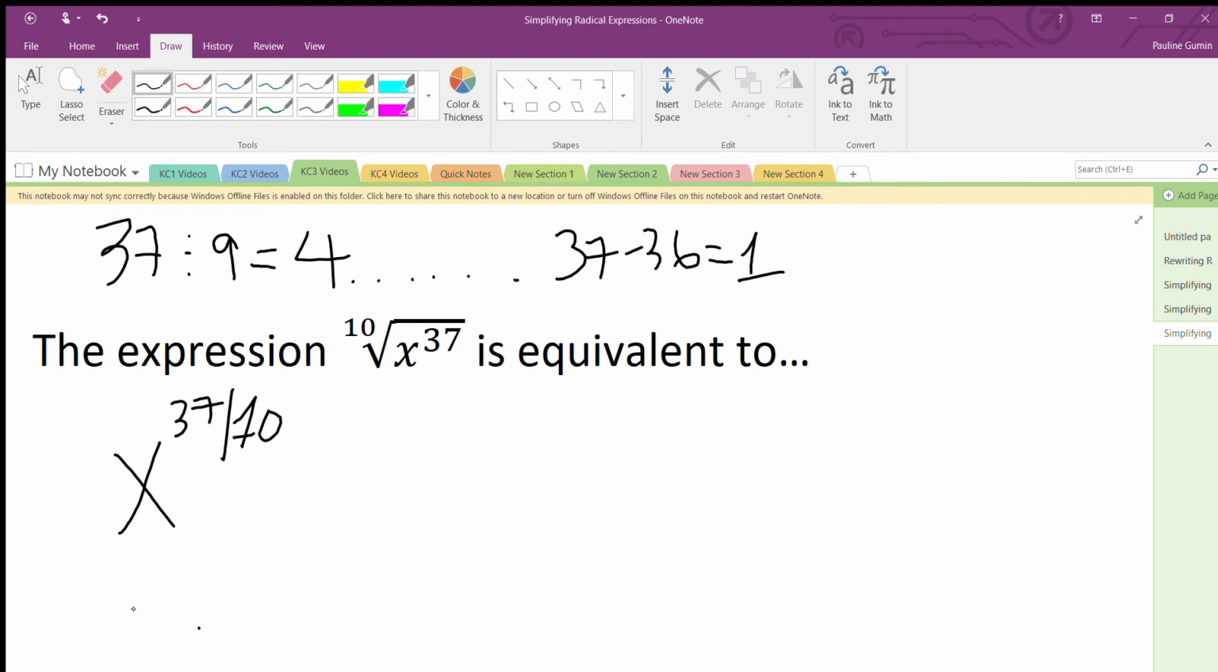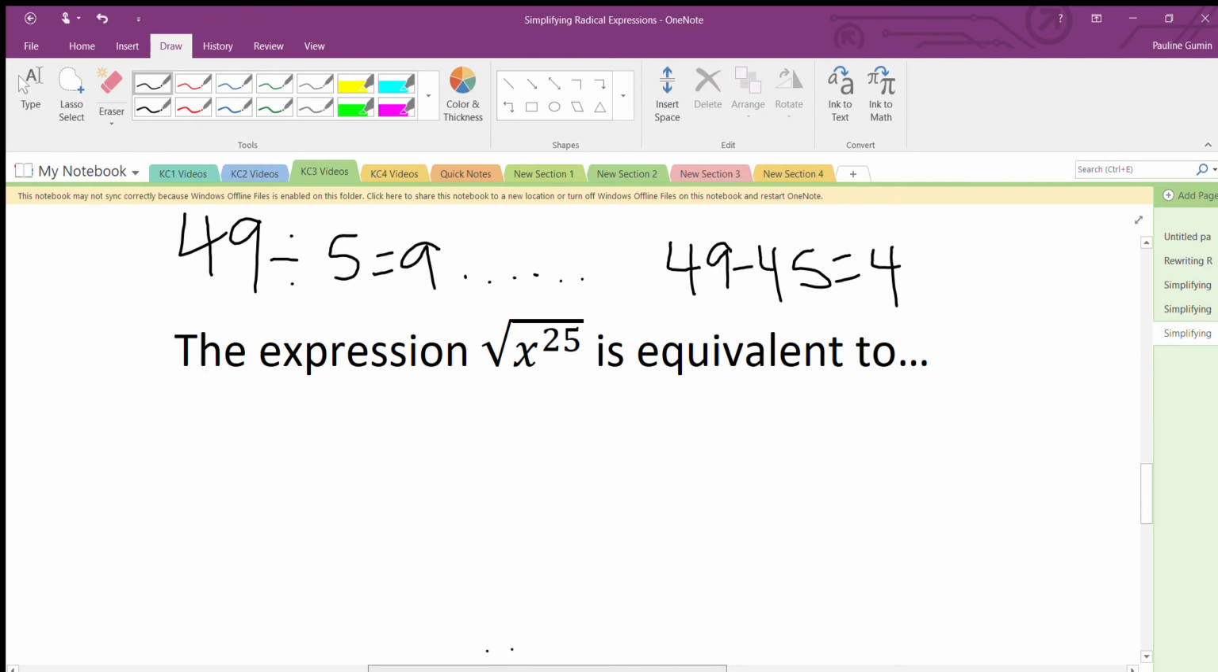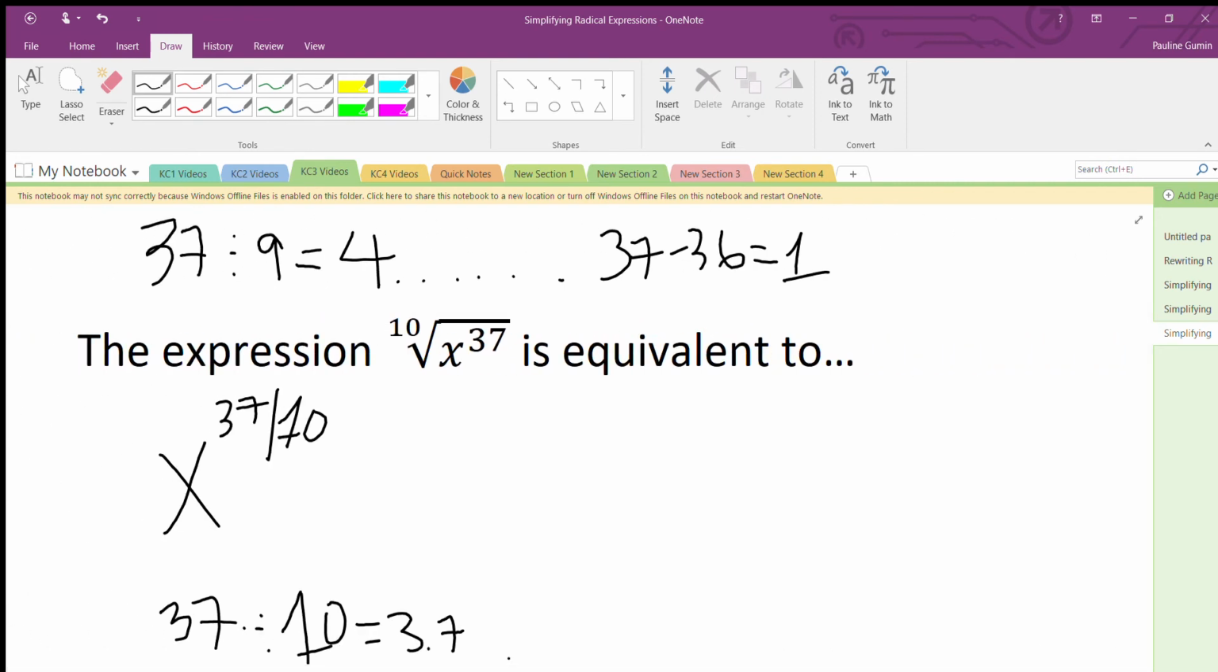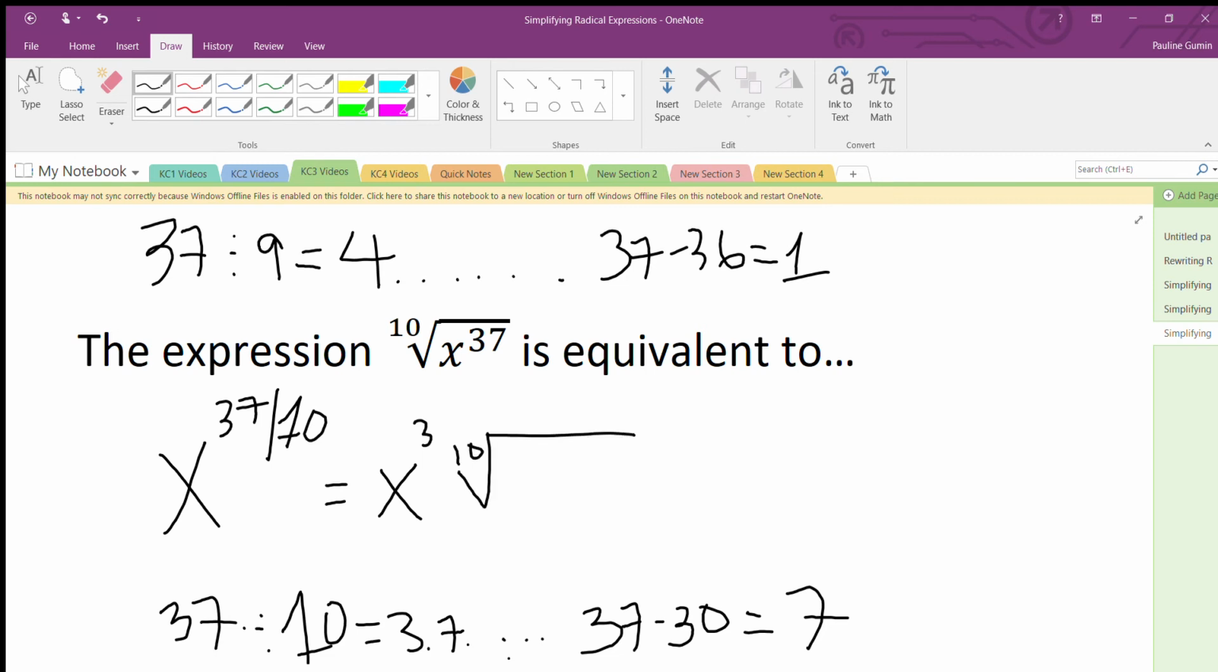All right, so 37 divided by 10. Well, that one I know exactly is 3.7, but, dot, dot, dot. So we have 37 minus 30, because that's what 10 times 3 is. That's 7. So we have a whole 3 x's that we can take out, but we are left with 7 x's under the 10th root.